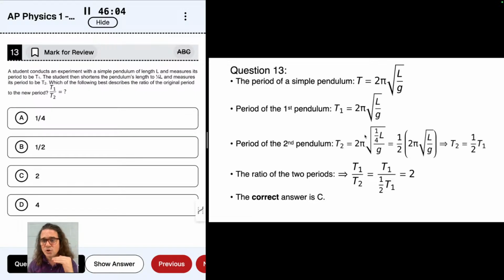Please realize you are pretty much guaranteed to see one of these find-a-ratio problems on the AP exam. They seem to come up often on the practice exam. So please be aware of that.